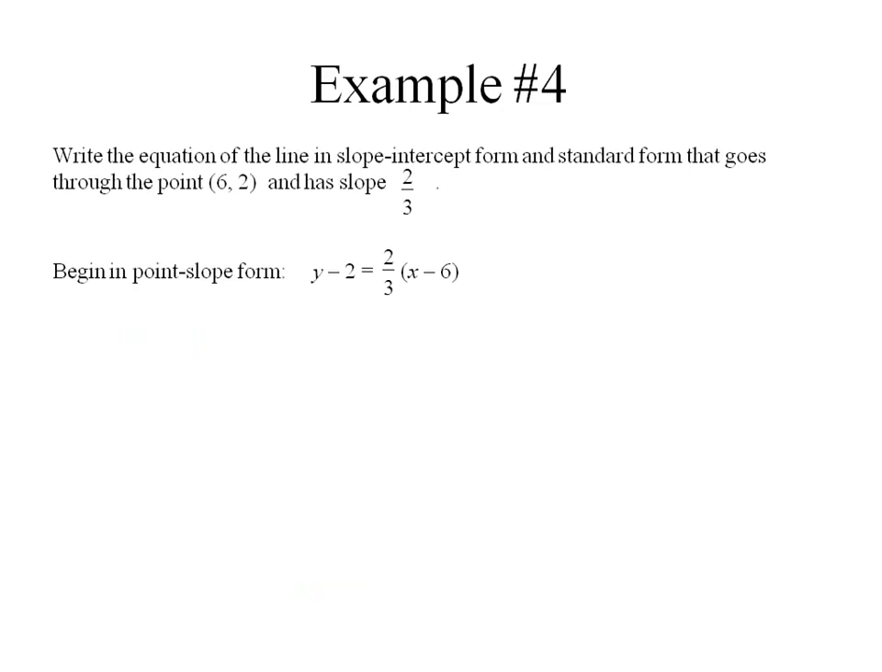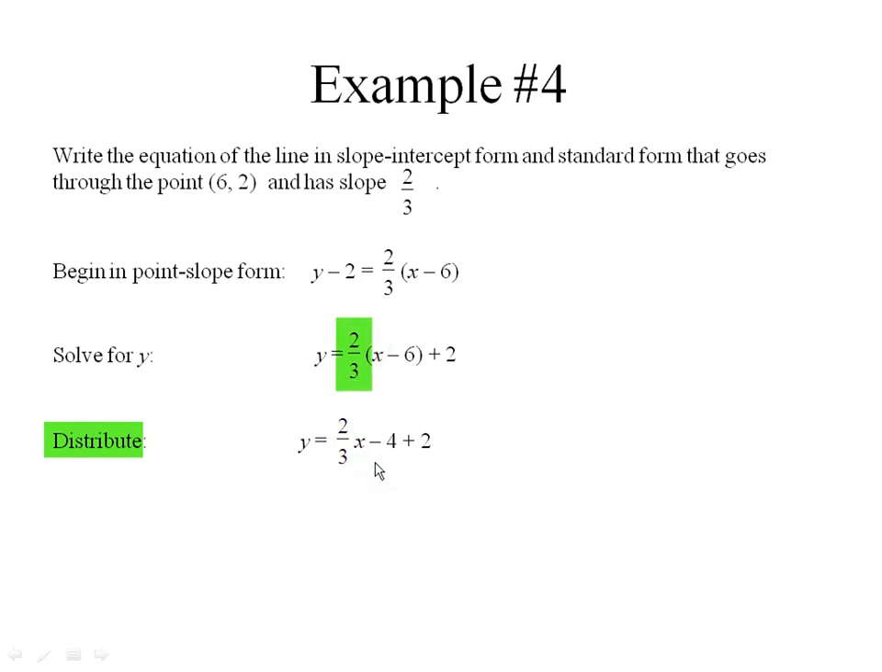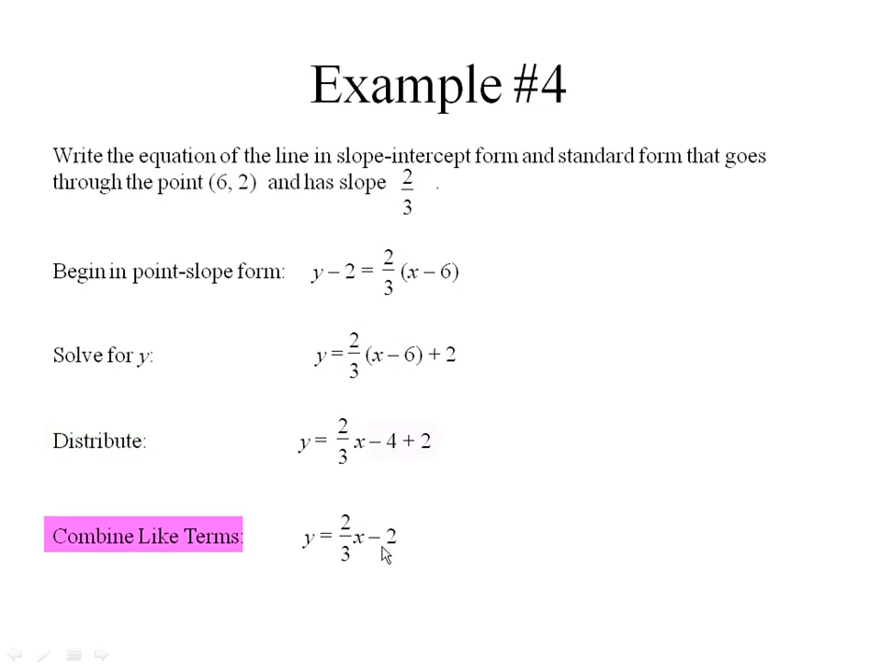Let's write the equation of the line in standard form that goes through the point (6, 2) and has slope 2/3. So again, all you're doing is plugging these points into the point-slope formula. And you can go ahead and distribute. You get 2/3 x minus 2/3 times 6, which is 2/3 x minus 4. And then we will add like terms. You get y equals 2/3 x minus 2.